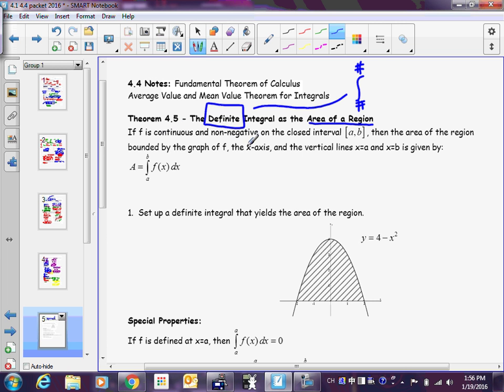If we have a continuous non-negative function on a closed interval, that's just the conditions, then the area of the region bounded by the graph of f, the x-axis, and the vertical lines is given by an integral. Okay, so in this problem, what this thing right here means is this shaded area. Okay, that's what it means.